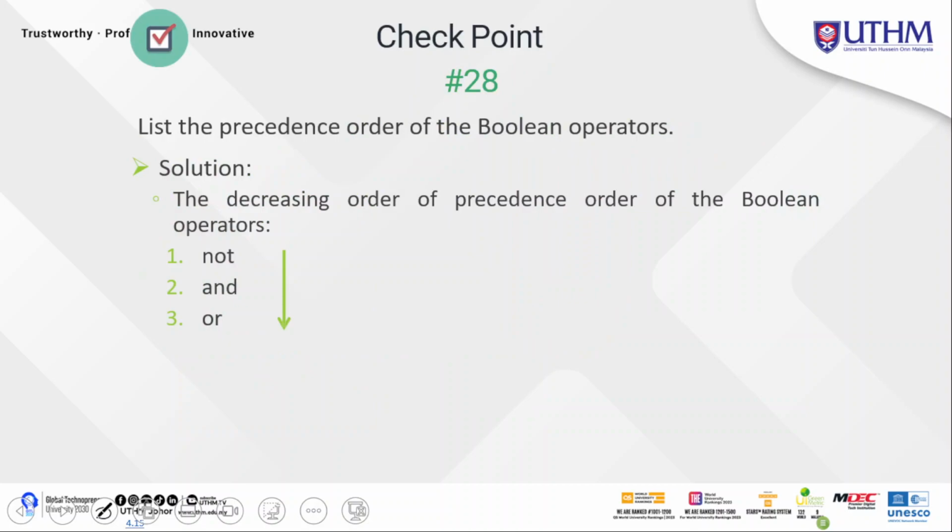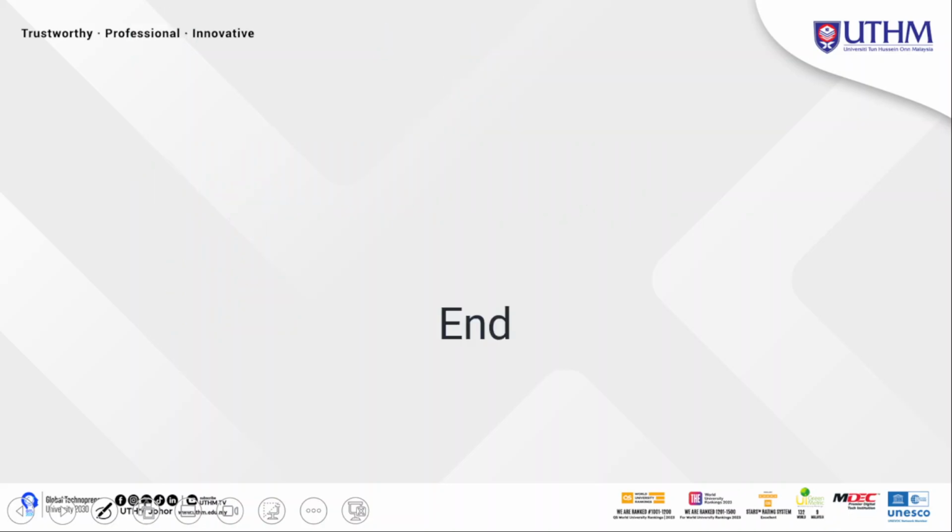List the precedence order of the Boolean operators. The decreasing order of precedence of the Boolean operators is not first, and then and, and the last one will be or operators. So this will be the end of the lecture for chapter 3, selections.